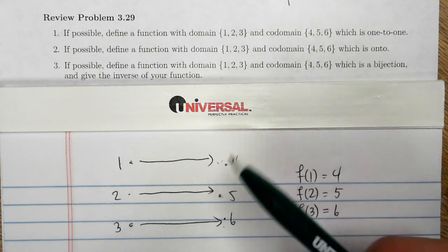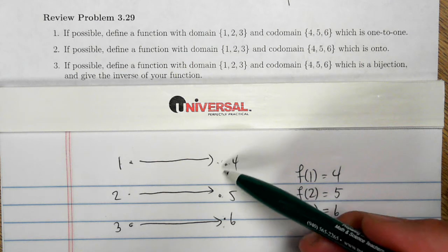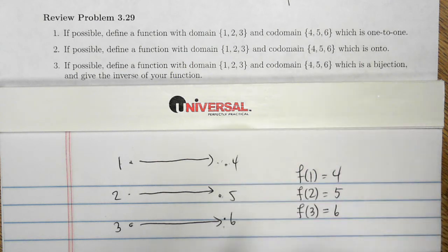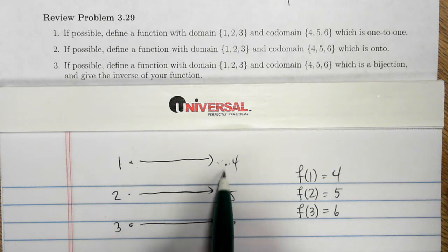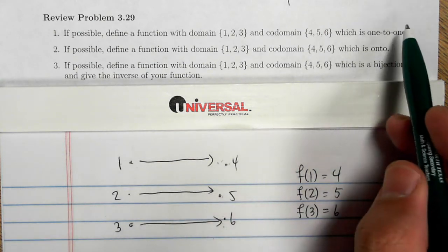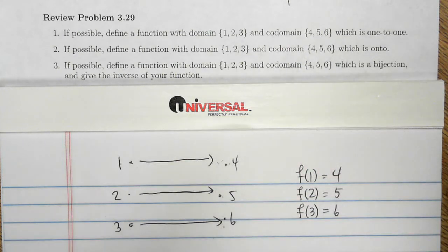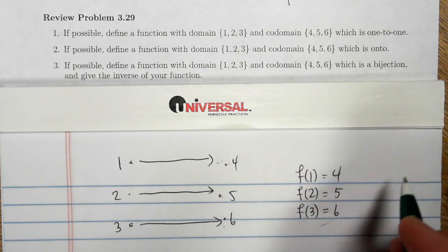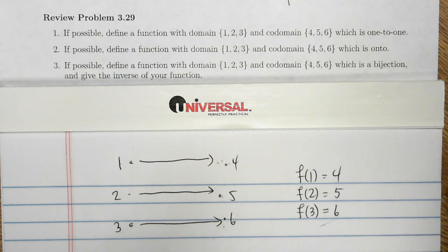Also, it's onto. Every single point here is hit. There's no point that's left over. So no 2 points over here go to the same point, and no point over here on the right is left over. So it is one-to-one and onto, and therefore it is a bijection. So this function answers all 3 of them.